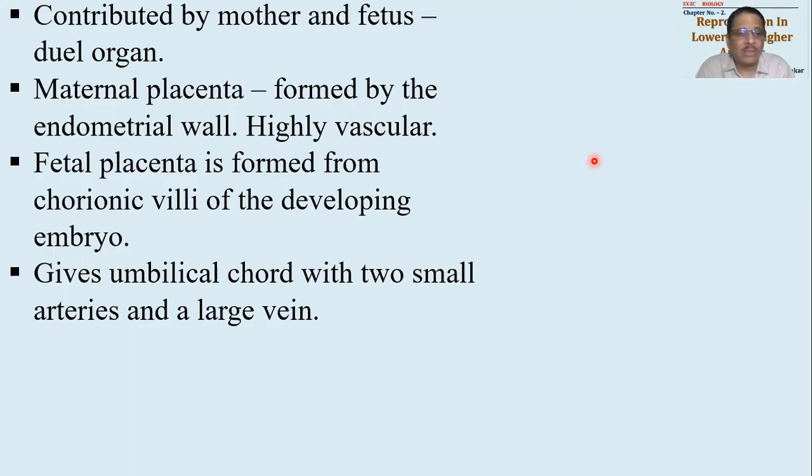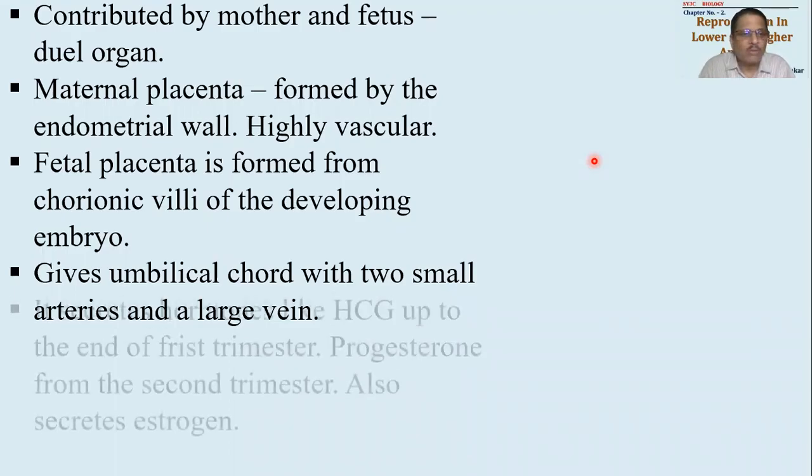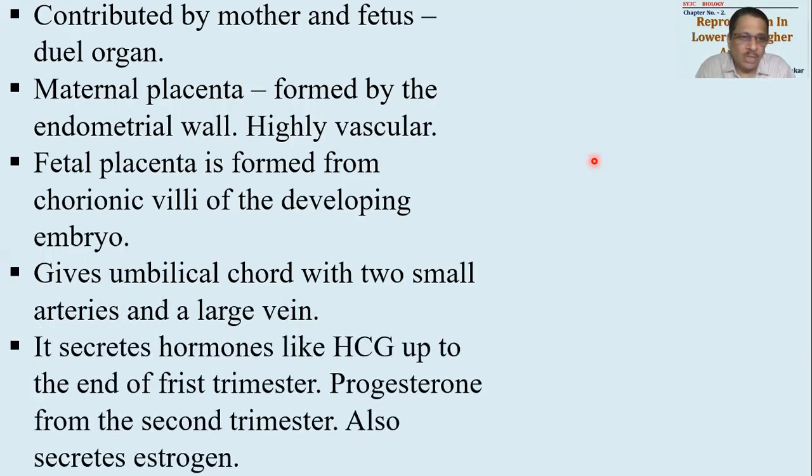Okay, it's a kind of umbilical cord which will be consisting of arteries and veins. Umbilical arteries and umbilical veins will be available. Two small arteries will be there and one large umbilical vein will be there.